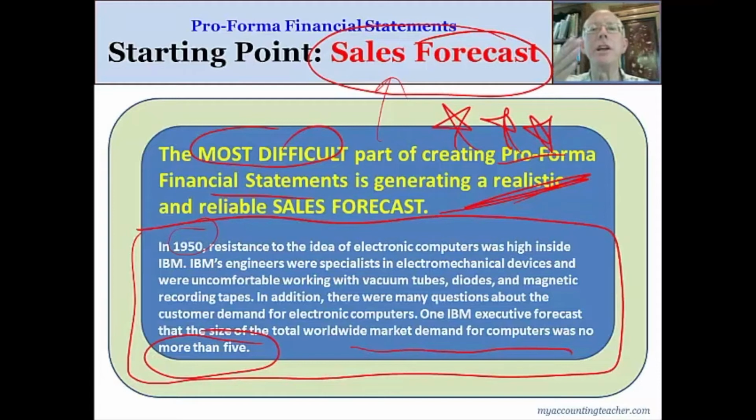Probably between you and me and your phone and your iPad and whatever else you've got, probably between the two of us, we've got 5 computers just ourselves. But back in 1950, this IBM executive said the worldwide demand is no more than 5. Well, that was a bad sales forecast. There are a few more computers than 5. If you made pro forma financial statements based on that sales forecast, you might have done the process perfectly correctly, but since it was based on a bad sales forecast, it wouldn't have been good pro forma financial statements.